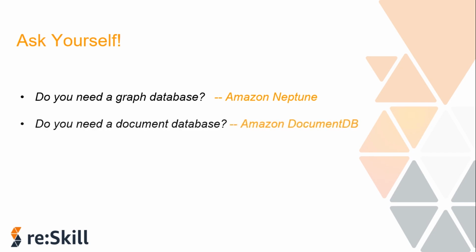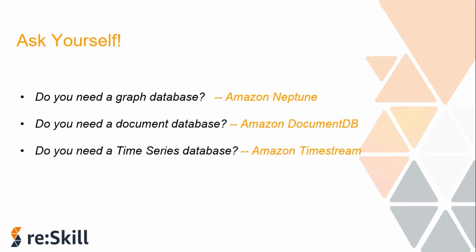Apart from this, we will discuss a few more purpose-built databases. We will not dive deep into them, but just a few things I will tell you about them. Do you need a graph database? You can go for Amazon Neptune for use cases like fraud detection, social networking, and recommendation engines. If you need a document database, you can go for Amazon DocumentDB for use cases like content management, catalogs, and user profiles. And if you need a time series database, you can go for Amazon Timestream for use cases like IoT applications, DevOps, and industrial telemetry.